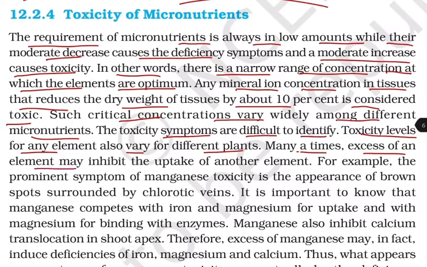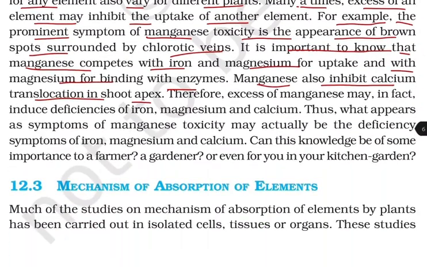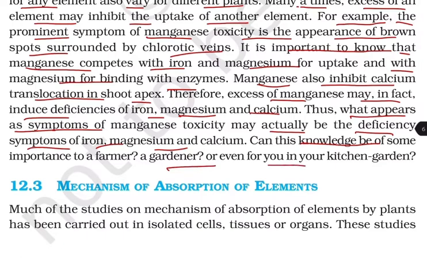Many times, excess of an element may inhibit the uptake of another element. For example, the prominent symptom of manganese toxicity is the appearance of brown spots surrounded by chlorotic veins. It is important to note that manganese competes with iron and magnesium for uptake, and with magnesium for binding with enzymes. Manganese also inhibits calcium translocation in the shoot apex. Therefore, excess of manganese may in fact induce deficiency of iron, magnesium, and calcium. Thus, what appears as a symptom of manganese toxicity may actually be the deficiency symptoms of iron, magnesium, and calcium. Can this knowledge be important to a farmer, gardener, or even for your kitchen garden?